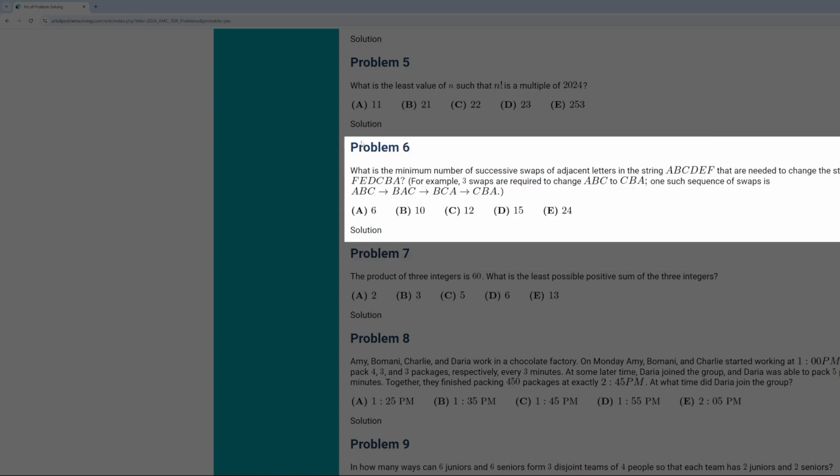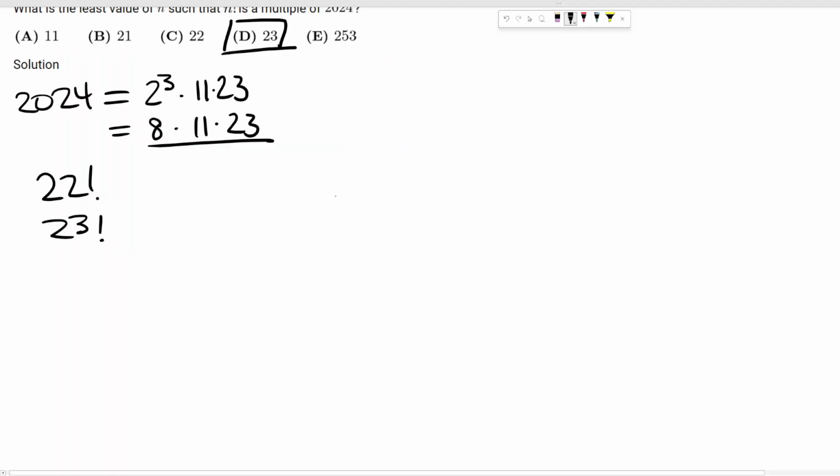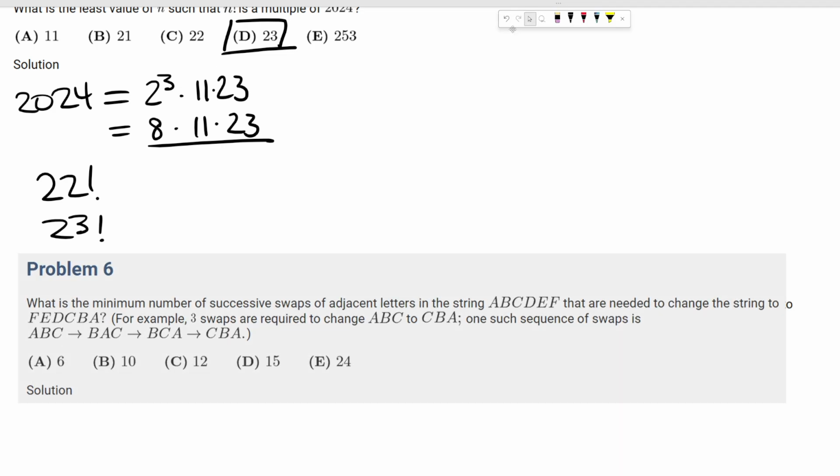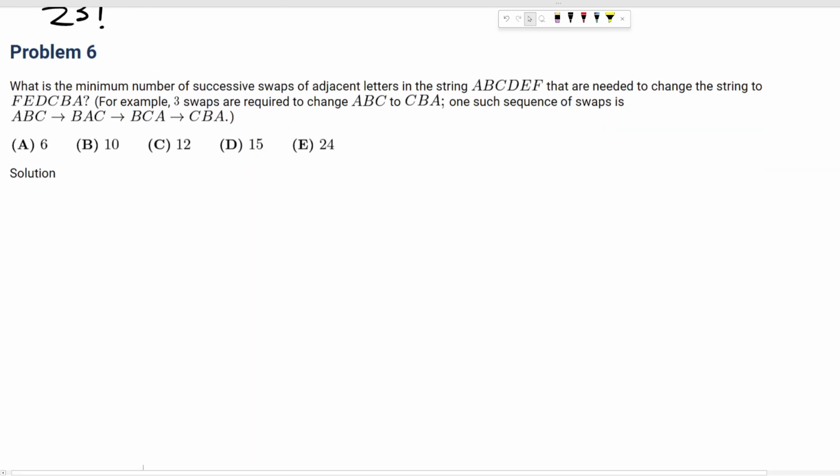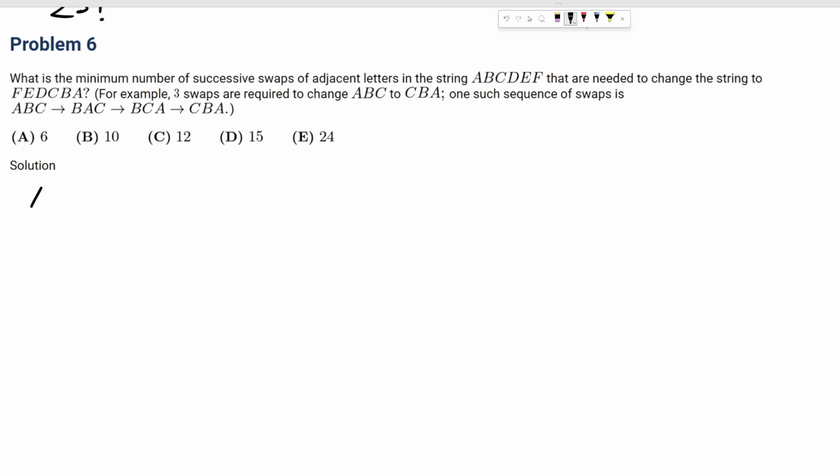On to problem 6. This problem is a little bit tricky to prove that it's the right answer, but you can get a pretty good idea. The question is asking what is the minimum number of successive swaps of adjacent letters for us to reverse the string, basically. So the F has to get to the beginning somehow.